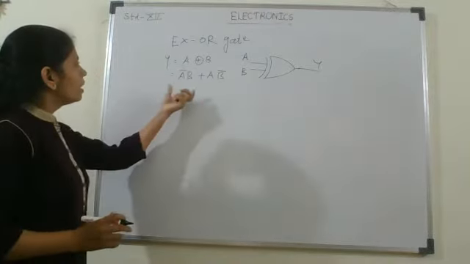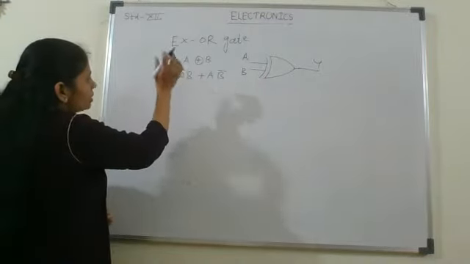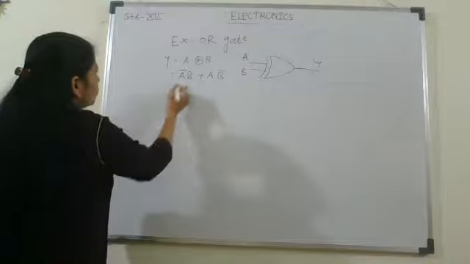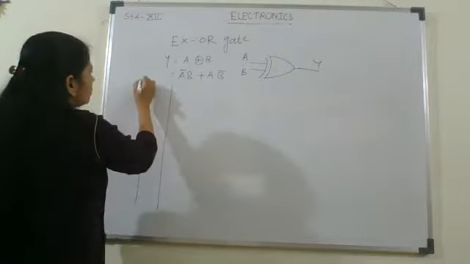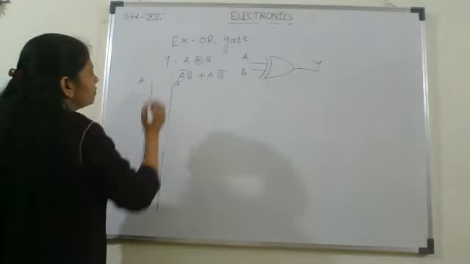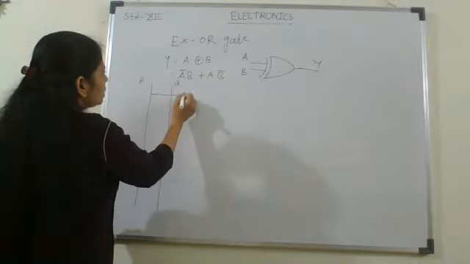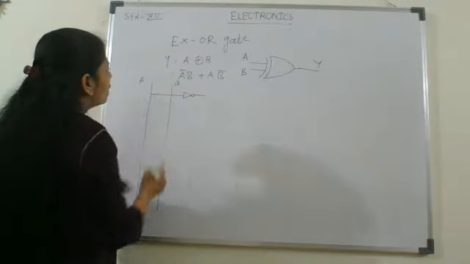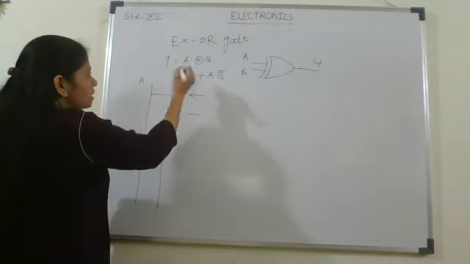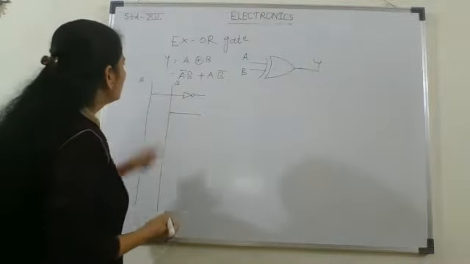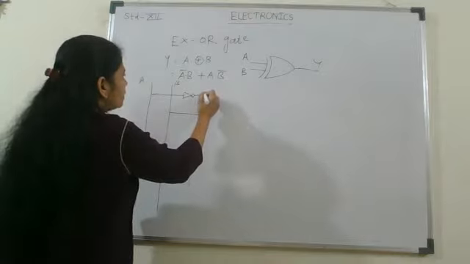So how can we draw the diagram of this XOR gate? For this diagram we require two inputs, A and B. For A bar we require one NOT gate, so we have to connect one NOT gate here. And B we require, so this is our B. Now here no symbol is there, so we can consider it as a dot product. Dot means which gate? Dot means an AND gate. So we have to connect an AND gate here.